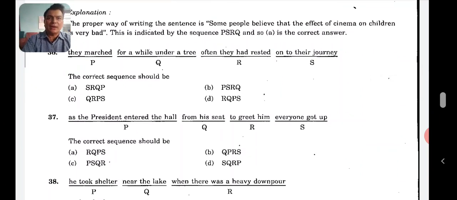If they would have used "and", that would have been better, but it doesn't matter. Now remember that sometimes you can avoid that also, and therefore PSRQ will be the right option here. Let's go to the next one.